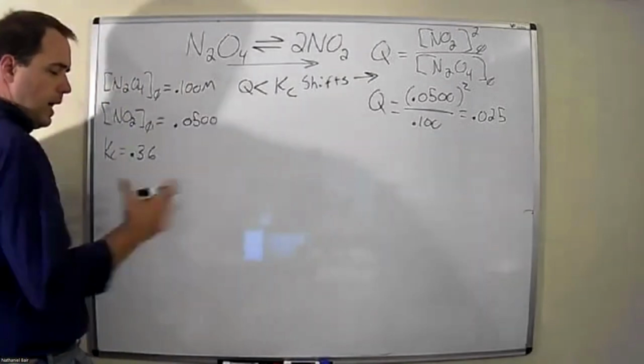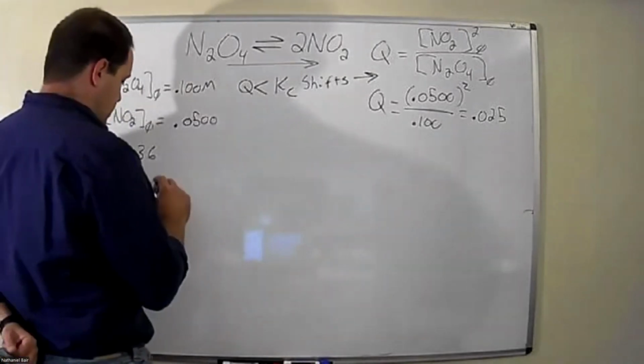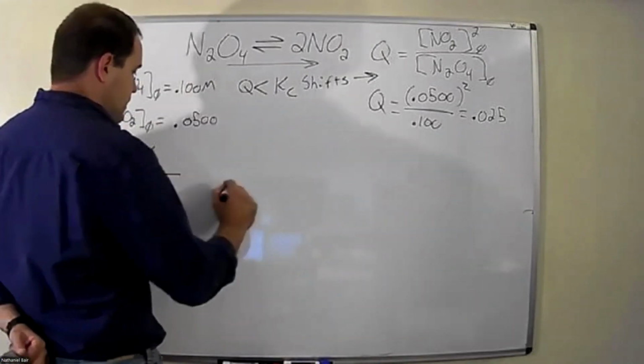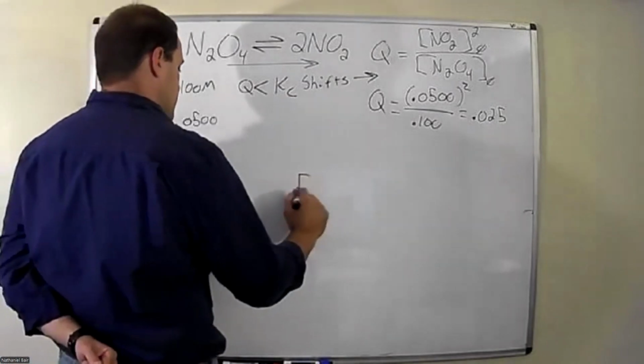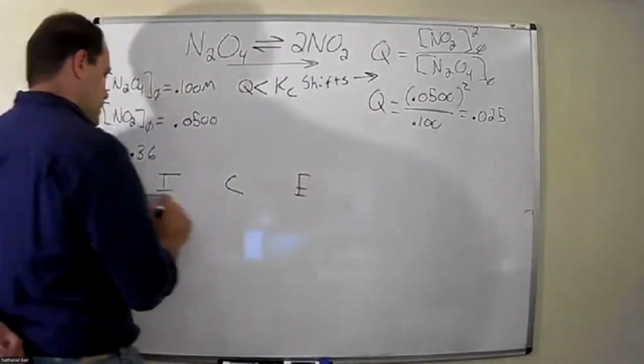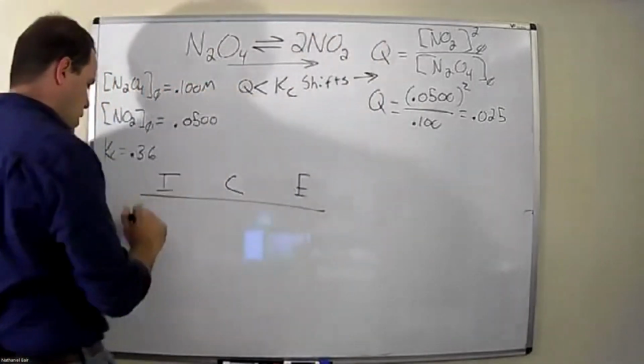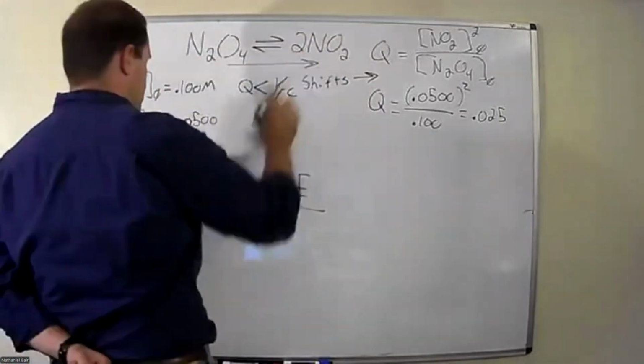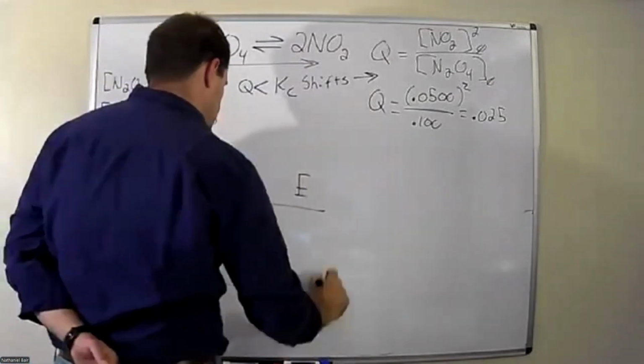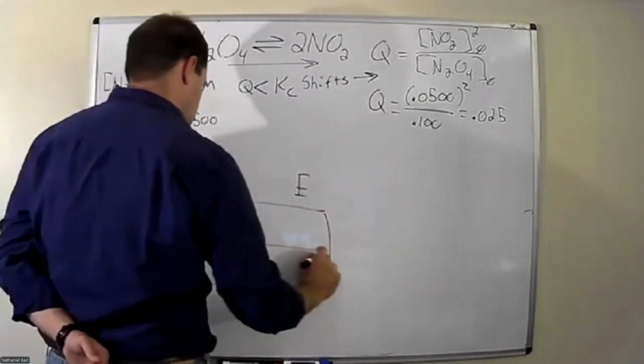So I like to write ICE across the top. So I, C, E. And again, that is an acronym. And then each thing that's in your mass action expression gets a row in the ICE table. So we only have two things. So our ICE table is only going to have two rows.